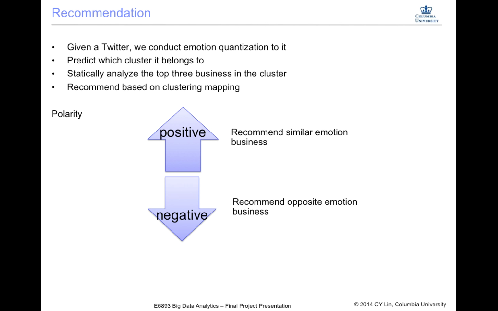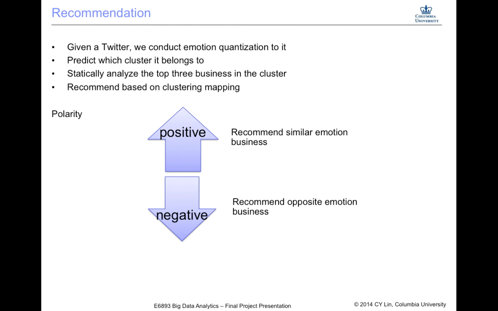As for the recommendation part, the steps are like this: given a Twitter post, we conduct emotion quantification on it, and then we predict which cluster it belongs to. Based on statistical analysis of the top 3 businesses in the cluster, we make recommendations based on the clustering mapping.